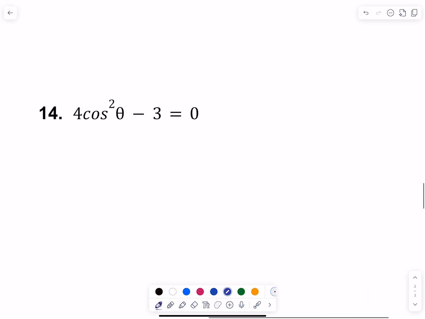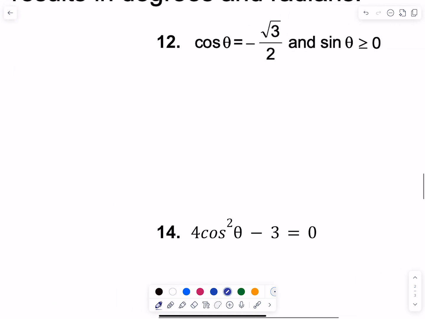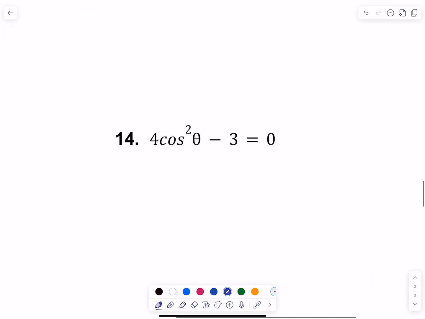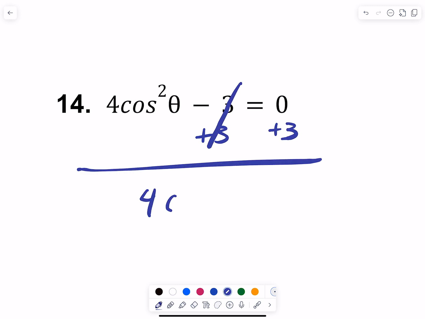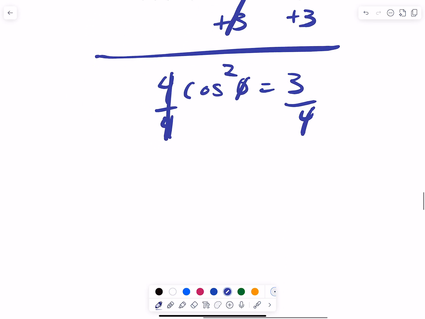Let's do, I think I'm going to do this one down here, okay? So on number 14, you're going to add 3 first. You have to isolate the cosine. So you're not using Desmos, so we bring this down. This gives you 3. We're going to divide by 4. And then this is going to be cosine squared.